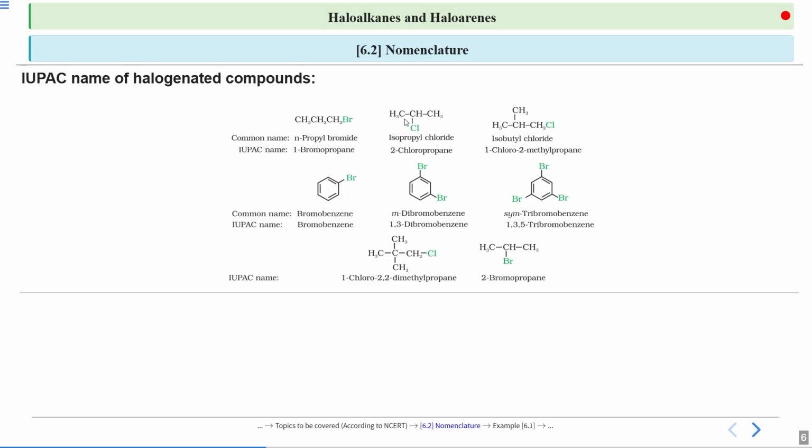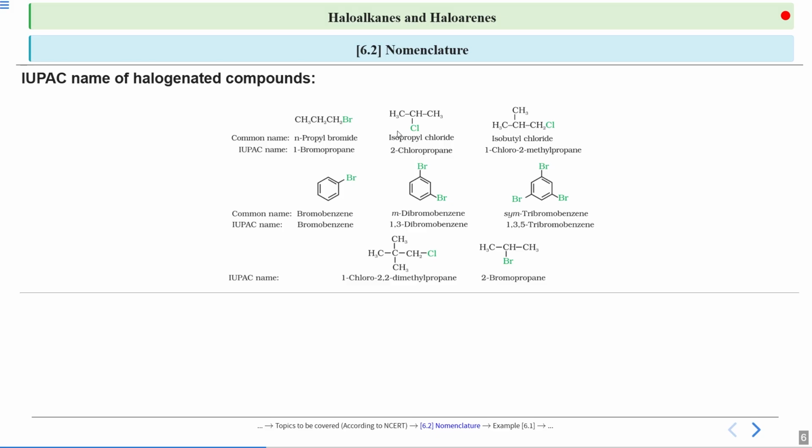If you consider the second one, the common name of this will be isopropyl chloride. It is CH3, CH, CH3, with chlorine at the second carbon. Why am I saying second? Because whether you start from left or from right, the center carbon will come at the second position. So you can start the numbering from anywhere, and the chlorine carbon will get number 2 in both cases. So the common name of this is isopropyl.